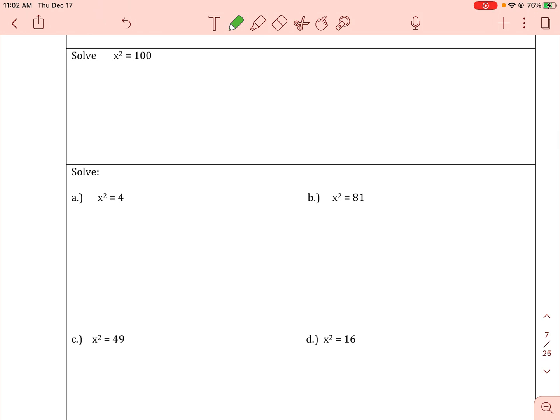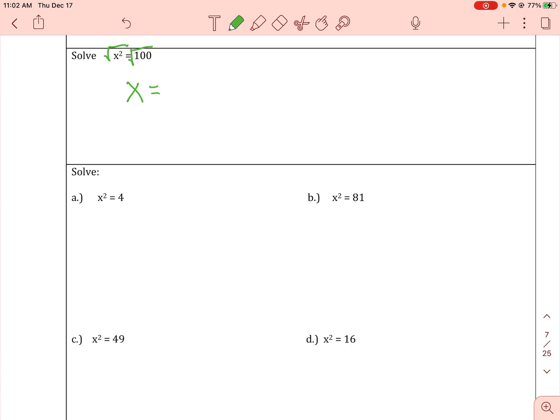So now we get into solving equations with squaring and square rooting. Here I have a number squared, or x squared, equals 100. So in order to get x all by itself, we have to do the inverse operation, which is, the opposite of squaring is to square root. What I do to one side, I have to do to the other. The square root of x squared is x.